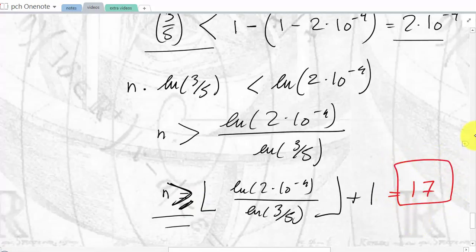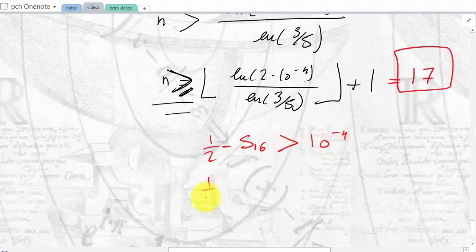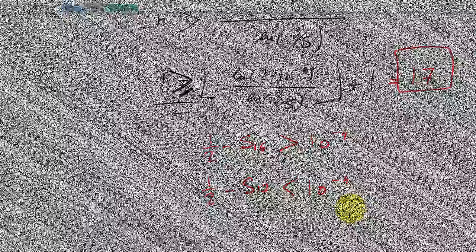Please check with a calculator that S of 16, and I showed you how to add some right here, is more than 10 to the negative 4 away from 1/2. So if you do 1/2 minus S of 16, that should be above 10 to the negative 4. But if you do 1/2 minus S of 17, that should be within 10 to the negative 4. Check it out with the calculator. I hope I haven't made a mistake, but this is already too long and I don't want to do it myself. Okay? Thank you for watching.